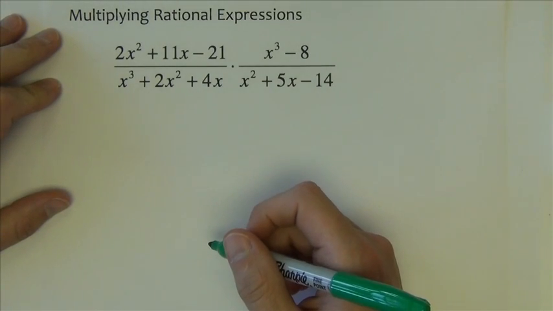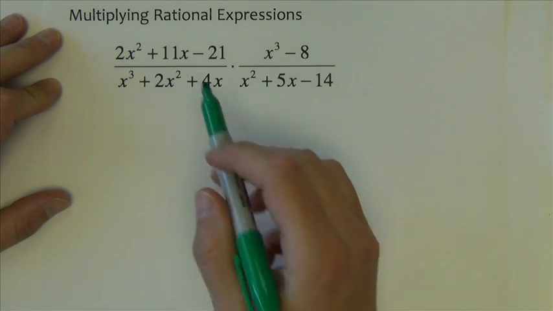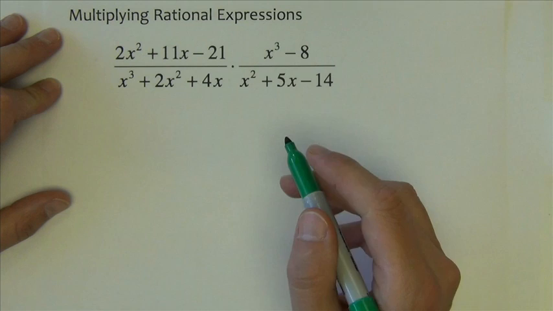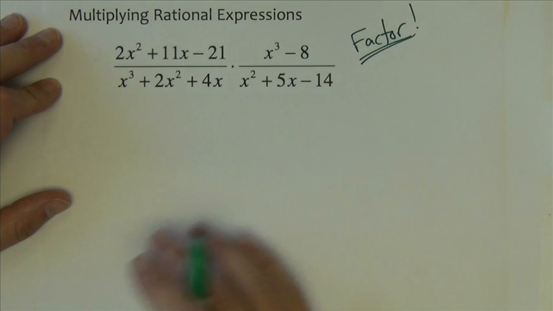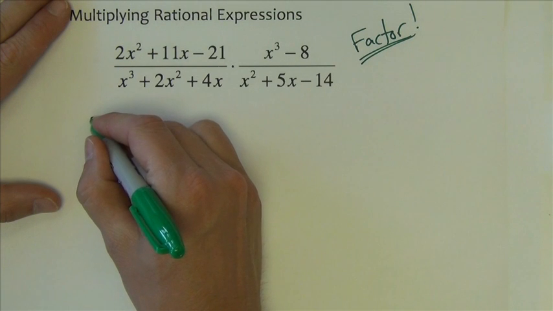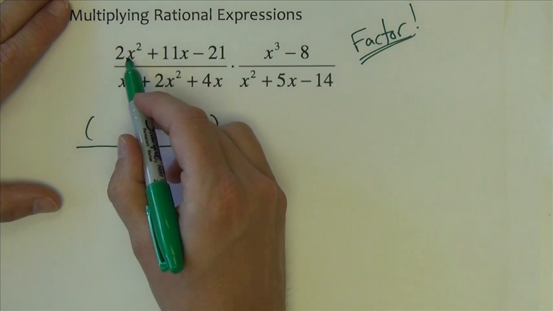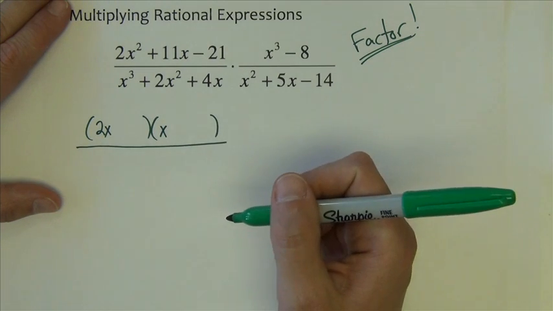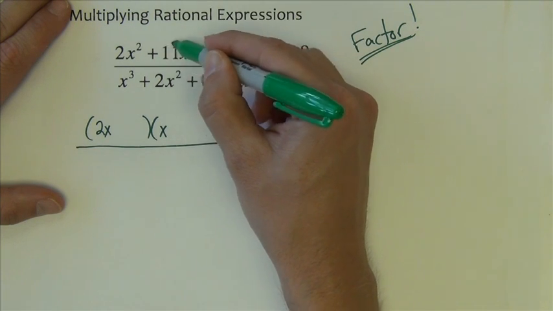When we multiply rational expressions, do not, I repeat, do not just start FOILing the top together and FOIL down here on the bottom and just kind of go crazy multiplying everything together. Instead, factor everything. Okay? So this first fraction, (2x squared plus 11x minus 21). There is no common factor, so I'm going to start with 2x times x. I need two numbers that multiply to this one and add to this one.